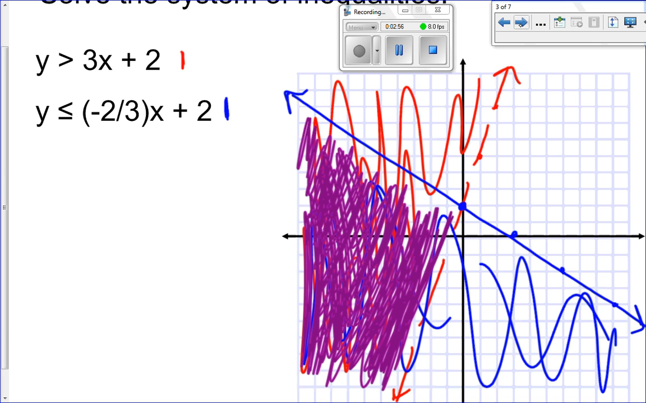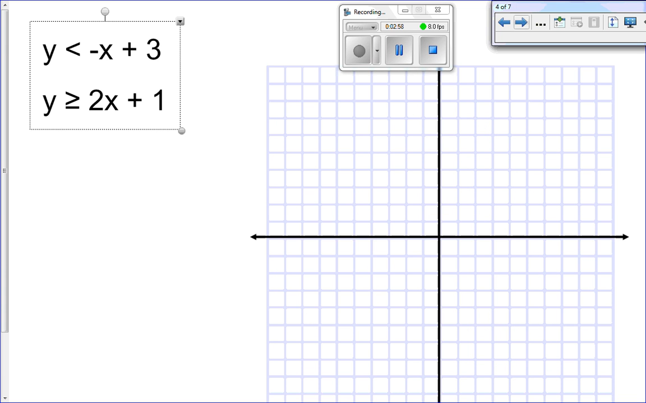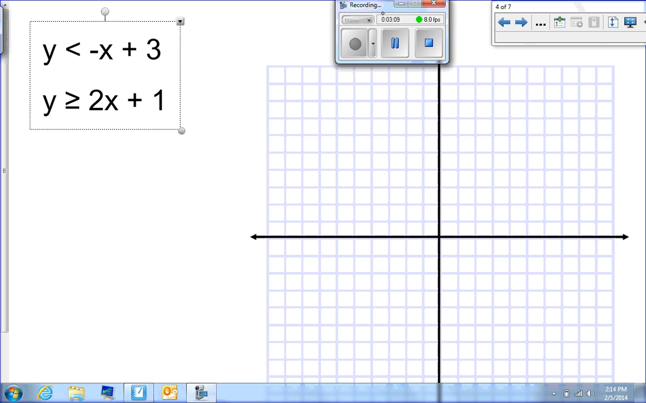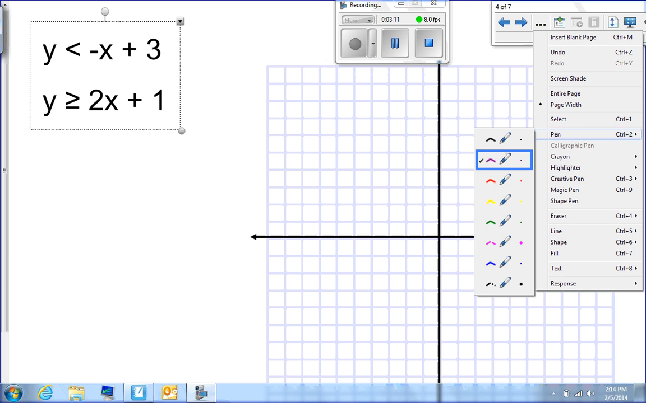Alright, so I want you guys on your own right now to try and graph these two inequalities. y is less than negative x plus 3 and y is greater than or equal to 2x plus 1. Pause the video, graph these on your own, and then I will go and do it on my own.